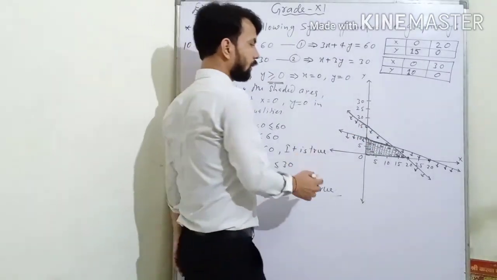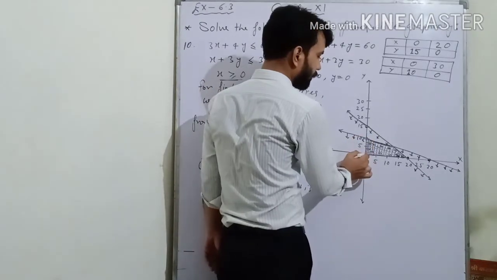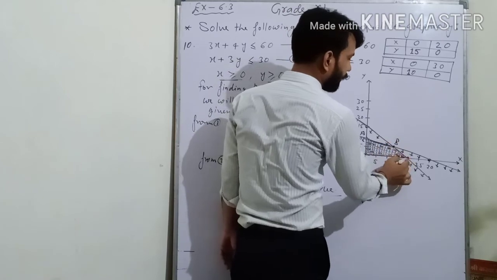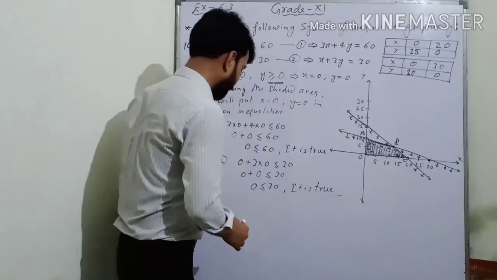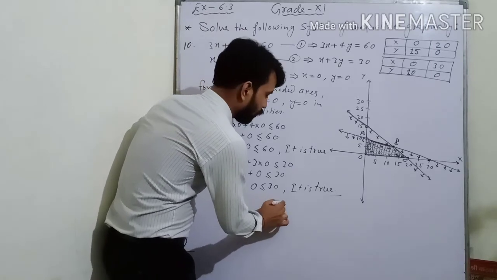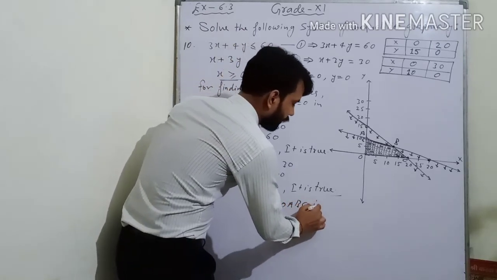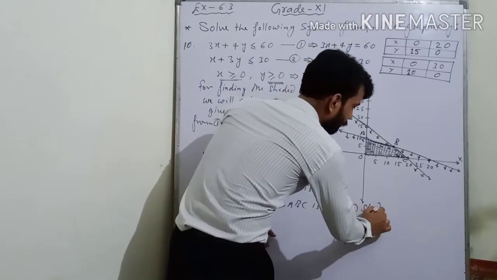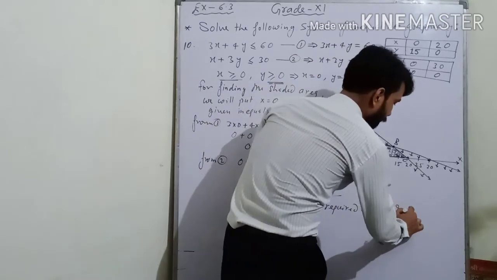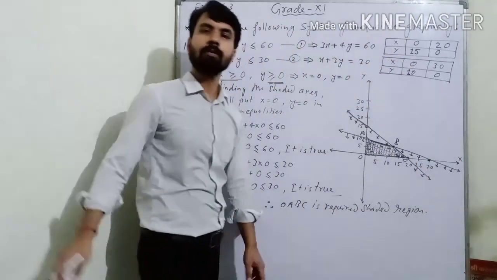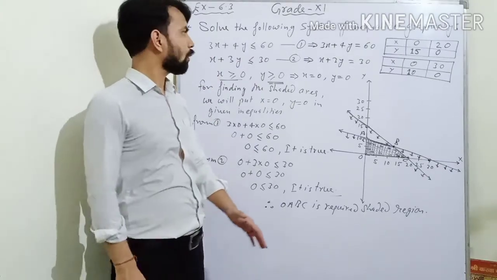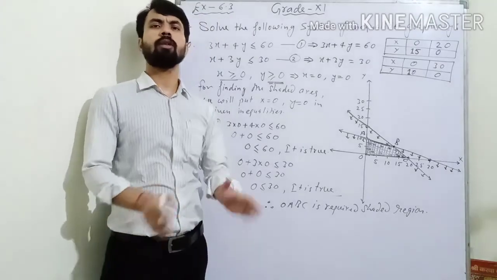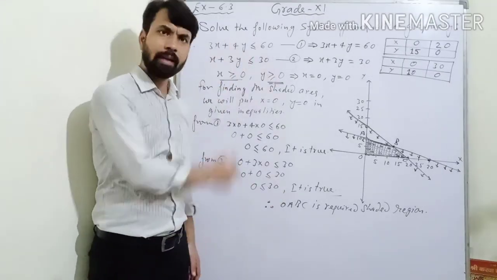Clear? You can write the names of the vertices. This vertex is O, A, B, and this vertex is C. So at last you have to write, hence OABC is the required shaded region. Understood? Got it? So students, all these sums have the same procedure. We will have to solve all sums of this exercise by the same procedure.